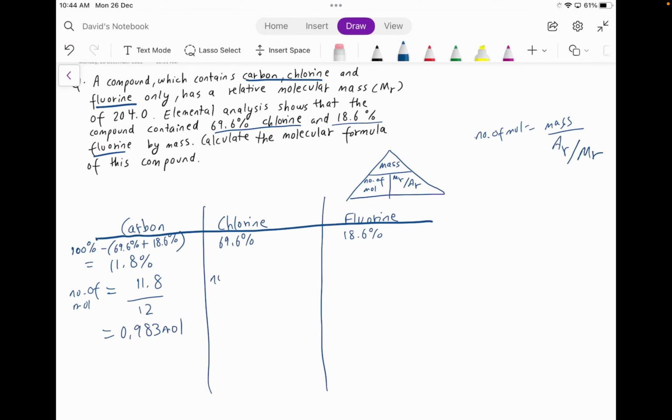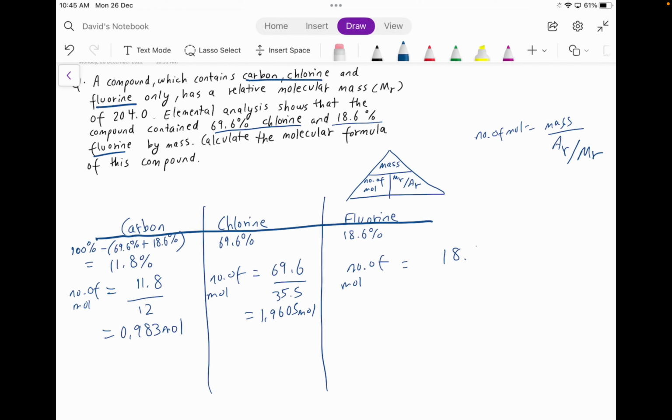Now chlorine, we have to do the same process again. The number of moles is equivalent to 69.6 divided by the AR of chlorine, which is 35.5. Take the exact values. It's very important that you take the exact values. So that's going to give us 1.9605 moles.